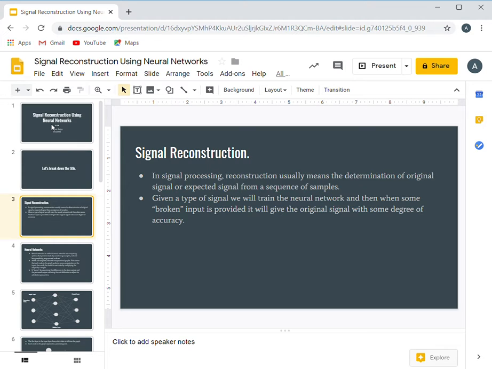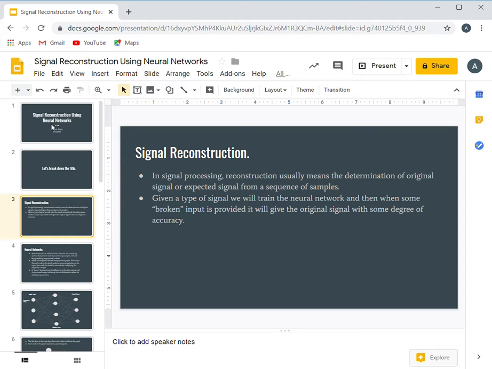In signal processing, reconstruction usually means the determination of the original signal or expected signal from a sequence of samples. What does this mean? For example, if we have a sequence of data that is somehow related through some equation, but we don't know what the equation is, I'm going to feed this data into a neural network. The neural network will learn how the data is related to each other, and then perform extrapolation on the unknown values of the data and give us the original graph that we were supposed to get in the first place.